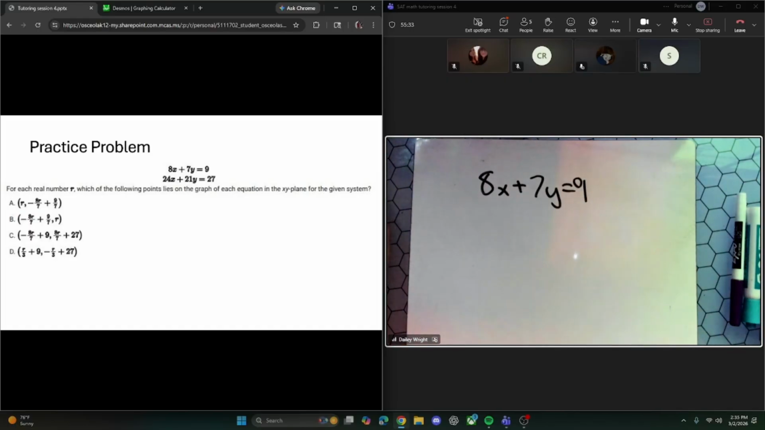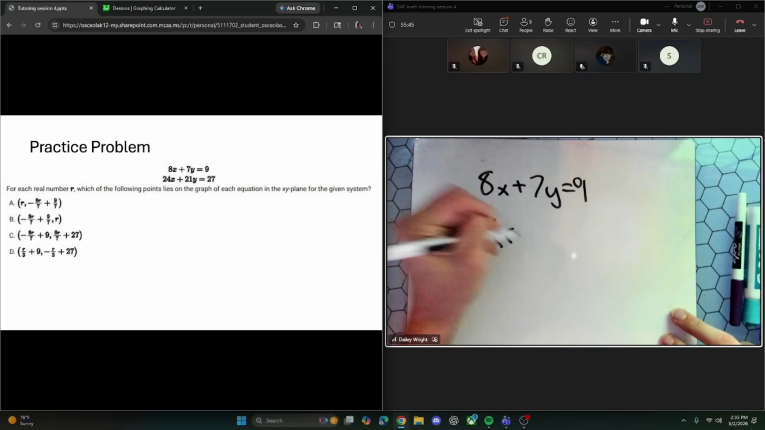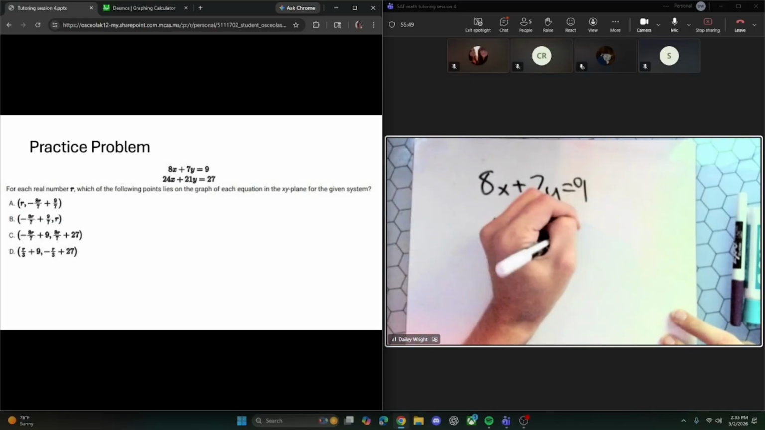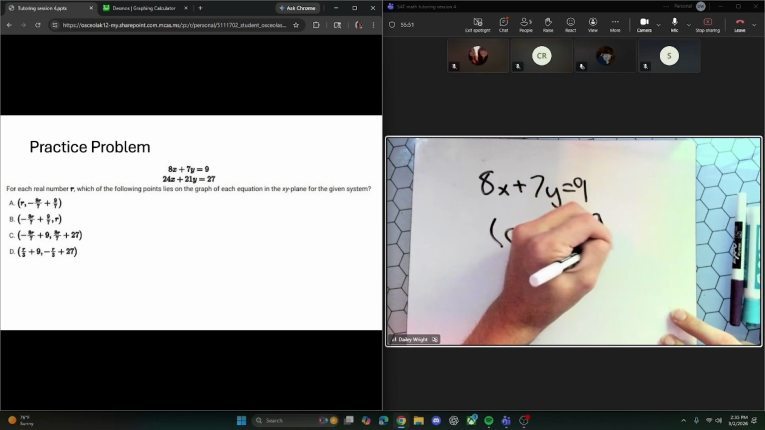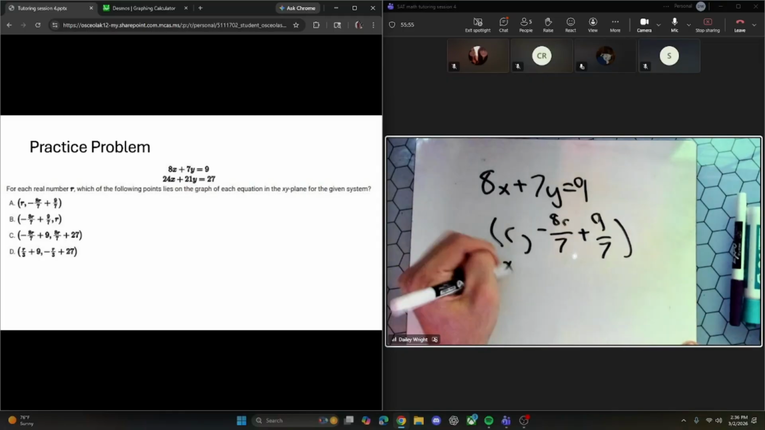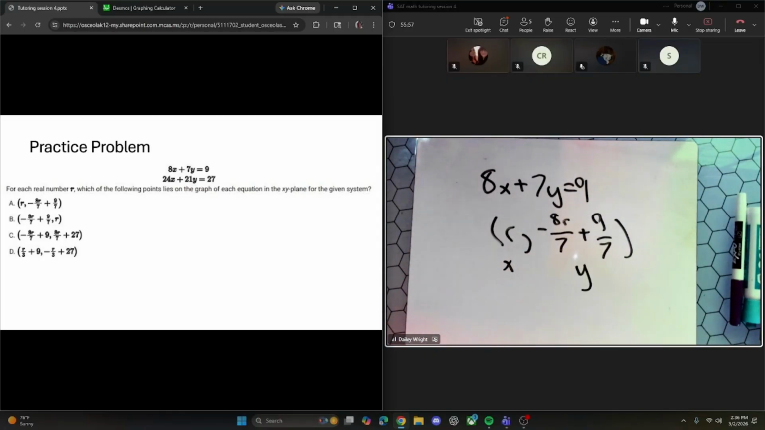And then what you want to notice is all of your answer choices look like coordinate points. They have that x side and that y side. If I write out this answer choice, r, negative 8r over 7 plus 9 over 7, that just looks like a coordinate point, this side being x, this side being y.